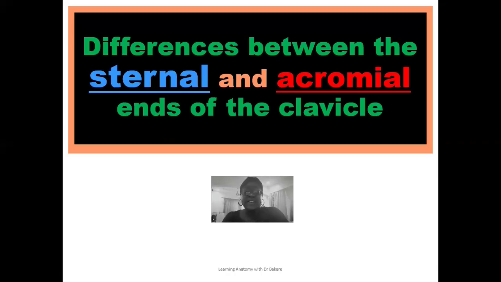Let's look at the differences between the sternal and the acromial ends of the clavicle. We know that the clavicle has two ends. It has a sternal end that is located medially and also an acromial end that is located laterally. We would be comparing the differences between these two ends, and knowing this will help us in the site identification of the clavicle in case we are asked during examination.